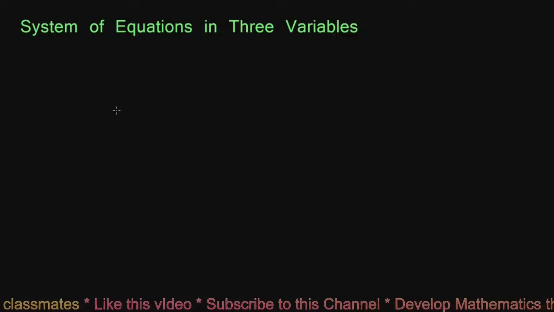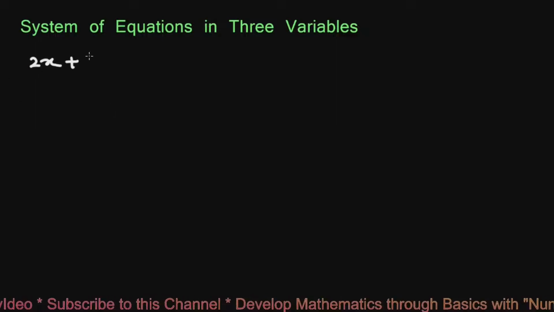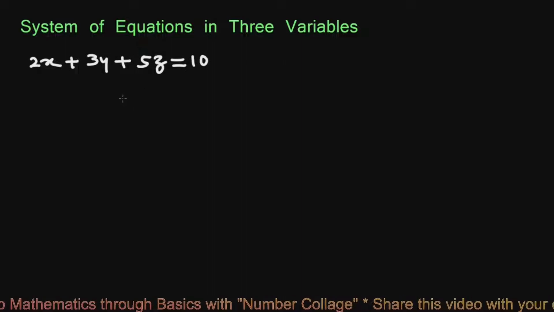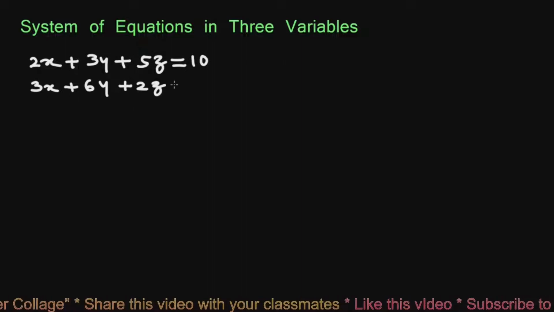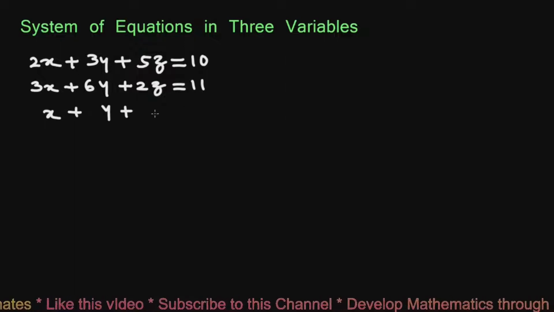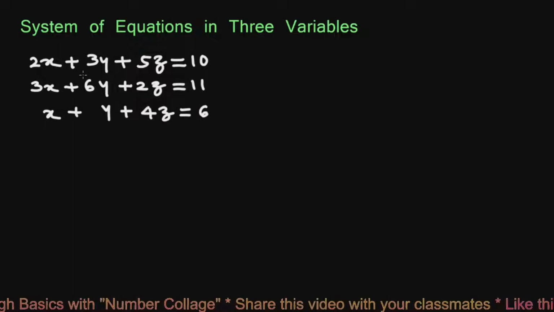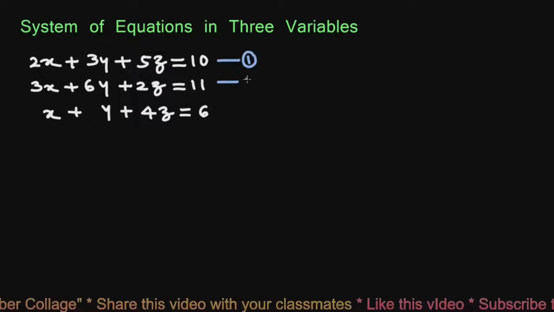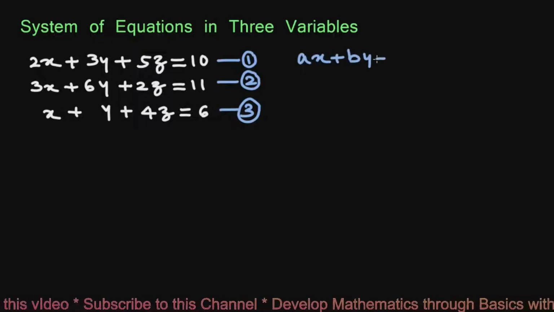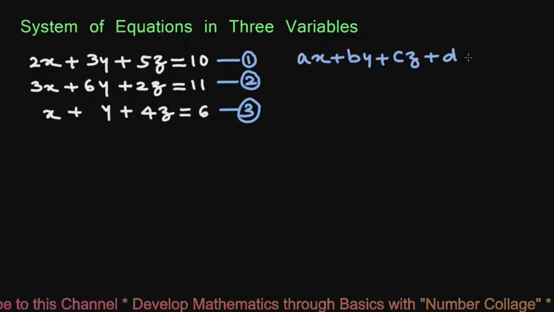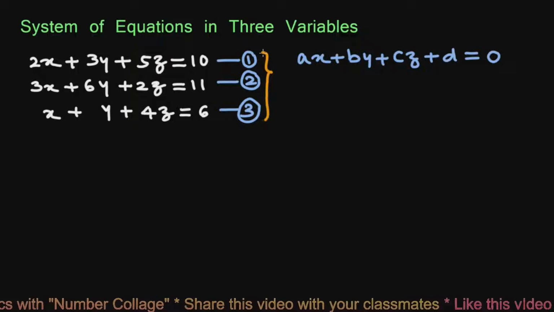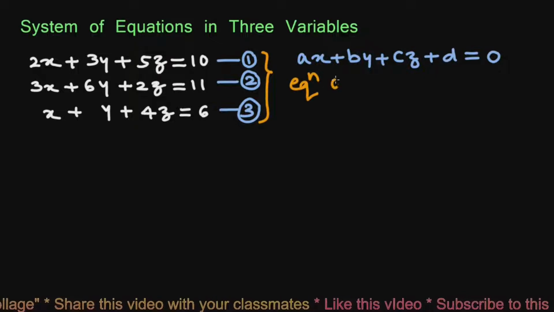Consider these three equations: 2x plus 3y plus 5z equals 10, 3x plus 6y plus 2z equals 11, and x plus y plus 4z equals 6. If we compare these three equations with the general equation of a plane, ax plus by plus cz plus d equals 0, we understand that each of these equations is the equation of a plane.